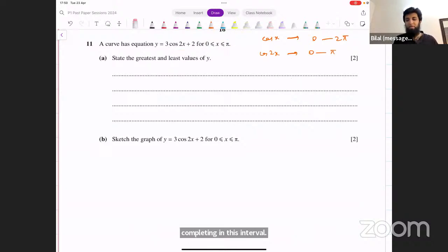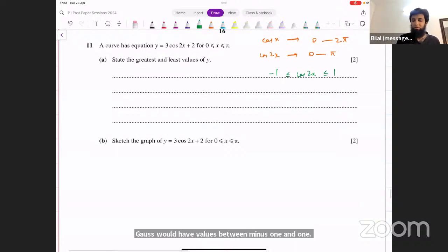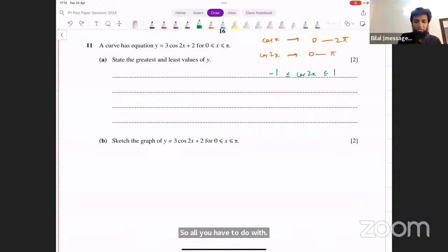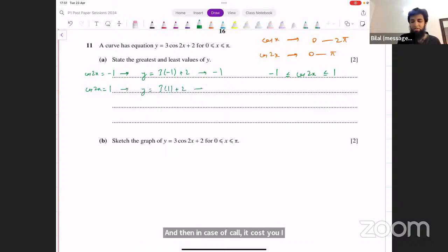If the cycle of cos is completing, which in this case it is, then for a complete cycle cos would have values between -1 and 1, right? So these are the extreme values for cos. Inside that function, you input -1 in place of cos of 2x. What does that give you? 3 into -1 plus 2, and that gives you a value of -1. And then in place of cos 2x, you put 1, and that gives you 3 into 1 plus 2, which turns out to be 5.